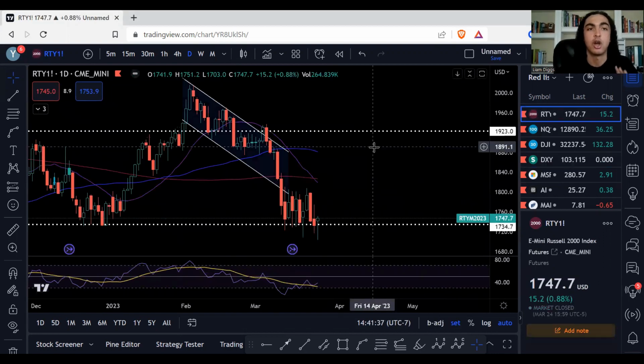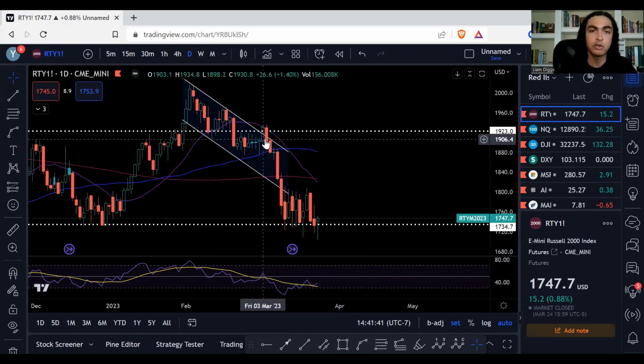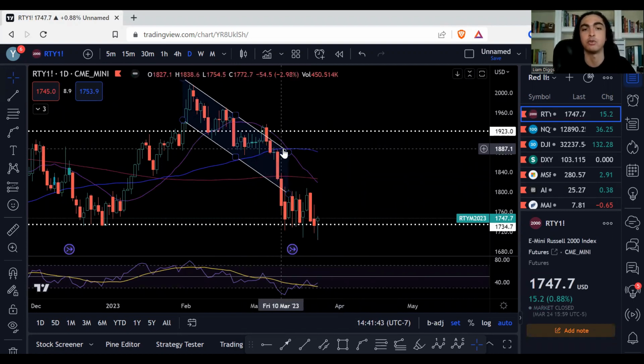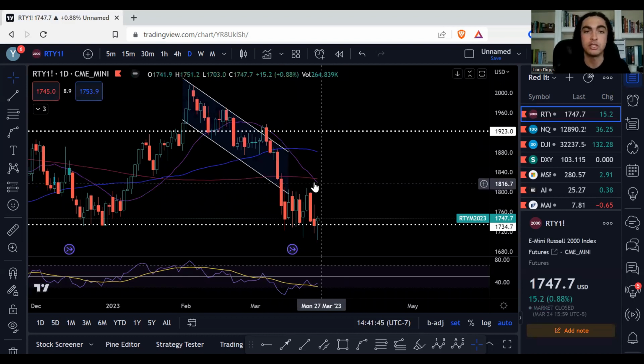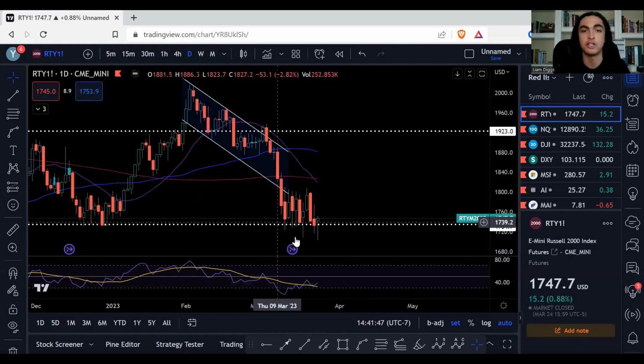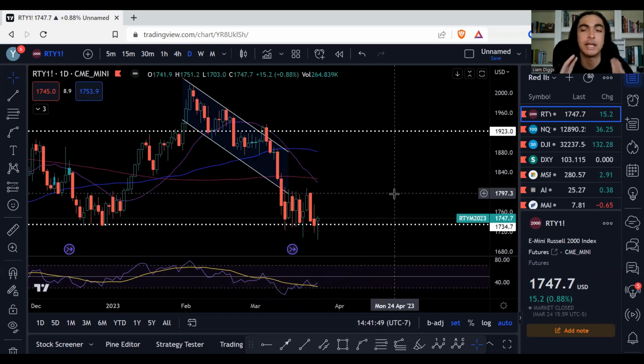We are going to start off looking at the Russell 2000. Now, the Russell had a pretty nasty sell-off about 2 weeks ago. You can see just a little bit of consolidation right about here.